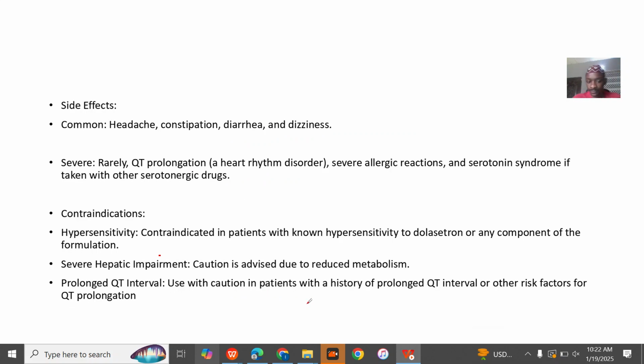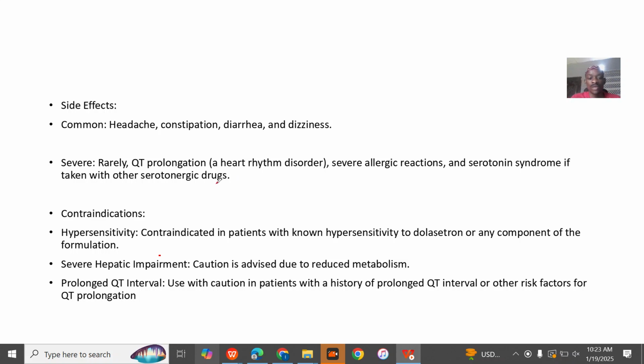Okay. So what are the side effects when you are taking this drug? Dolasetron: headache, constipation, diarrhea, dizziness, right? Okay. So severe side effects are QT prolongation, which is a heart rhythm disorder. It could be a severe allergic reaction, or serotonin syndrome if taken with serotonergic drugs.